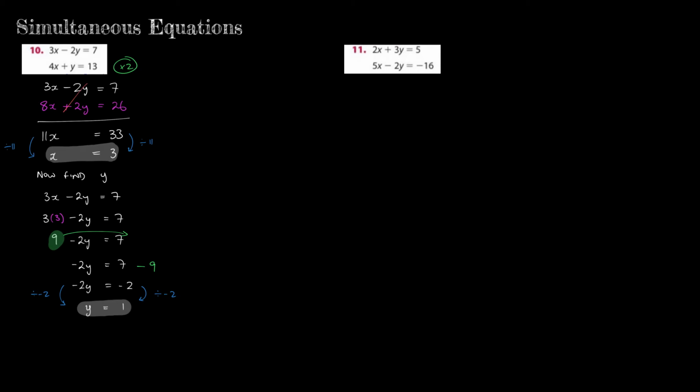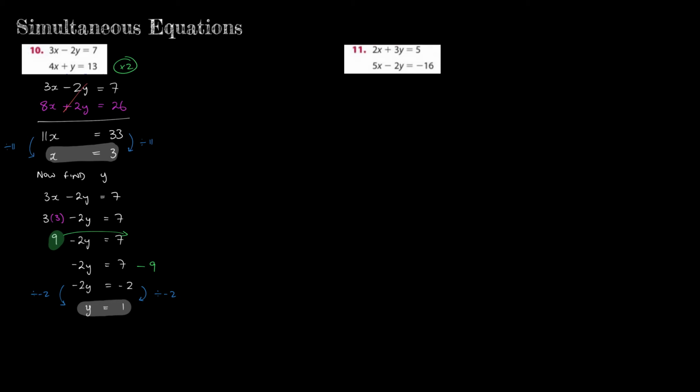Okay. So for this, what I'm going to do is get rid of the y's. You can pick. It doesn't matter if you get rid of the x's or the y's. The reason why I'm going to get rid of the y's is because they're just smaller numbers. If I was dealing with the x's, I'd have to scale the top one up by 5 and the bottom one up by 2. If I get rid of the y's, I just need to scale them up by 2 and 3, so it's slightly easier. Let me show you what I mean by that.